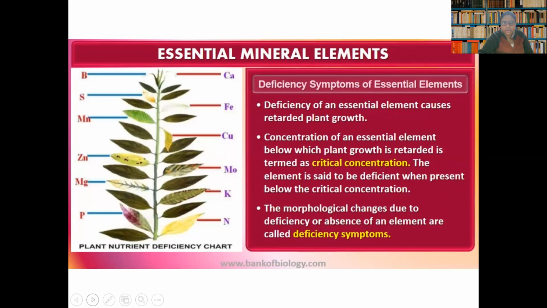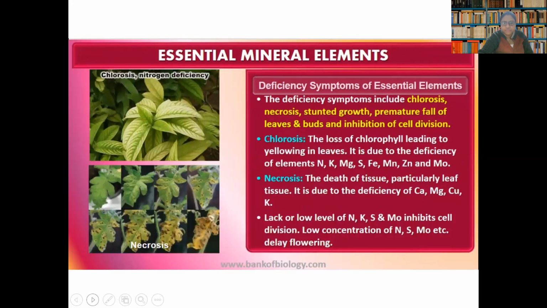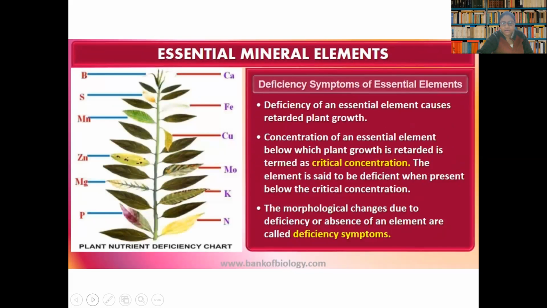Now the important part is we need to discuss the deficiency symptoms of each and every element in detail, and then we need to see the metabolism of nitrogen in case of plants.